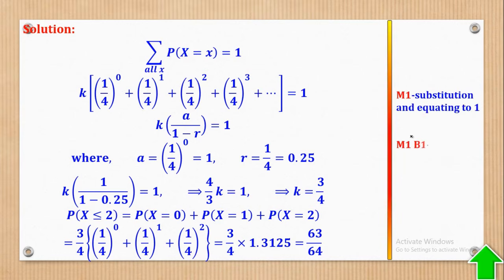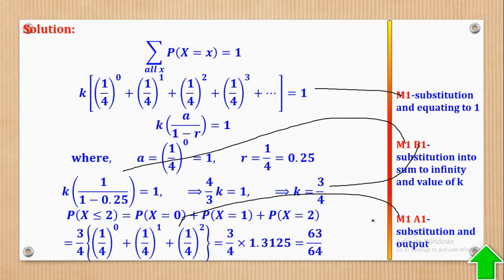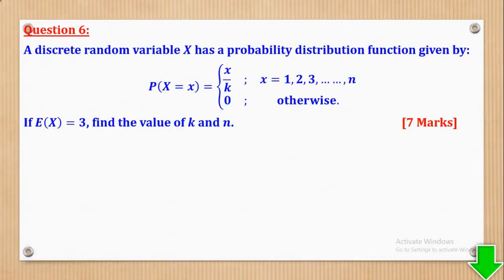Now let's see how much can be awarded. M1 for this substitution and equating to 1, M1 for substitution into sum to infinity, B1 for the value of k, M1 for this substitution, A1 for the output. So that was question 5. Now we shall go to question 6.